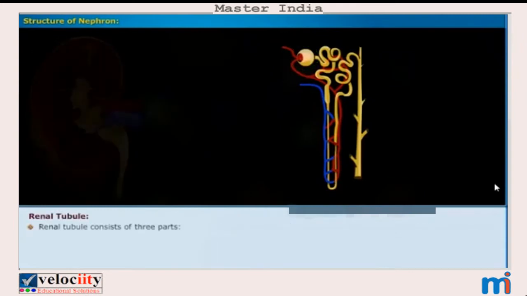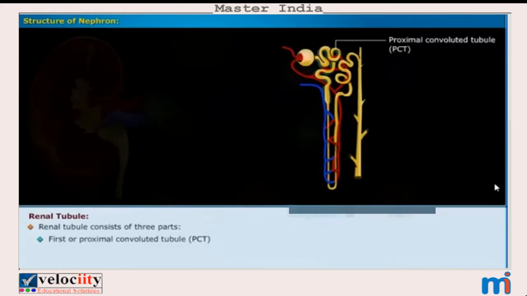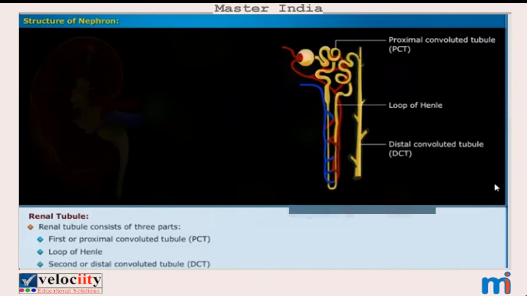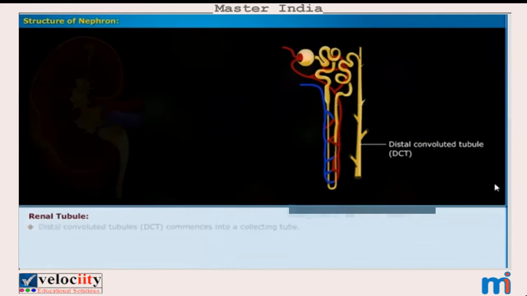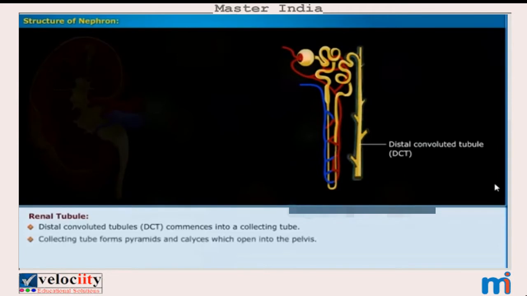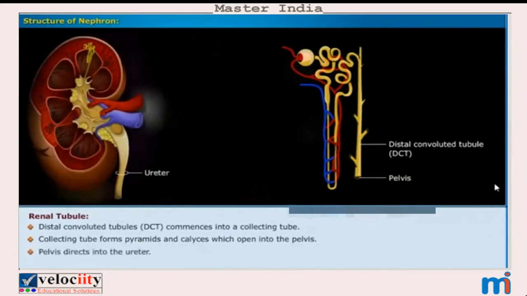Renal tubule. Renal tubule consists of three parts. First are the proximal convoluted tubule (PCT) and loop of Henle. Second is the distal convoluted tubule (DCT). Distal convoluted tubules (DCT) commence into a collecting tube. Collecting tube forms pyramids and calyces which open into the pelvis. Pelvis directs into the ureter.